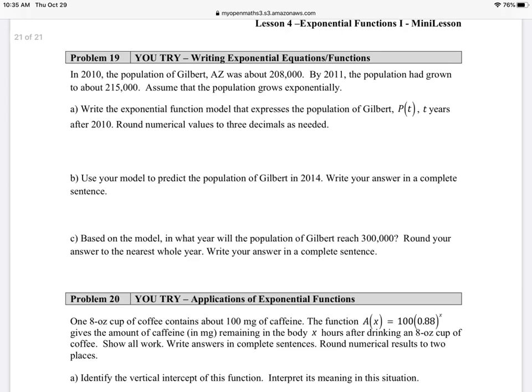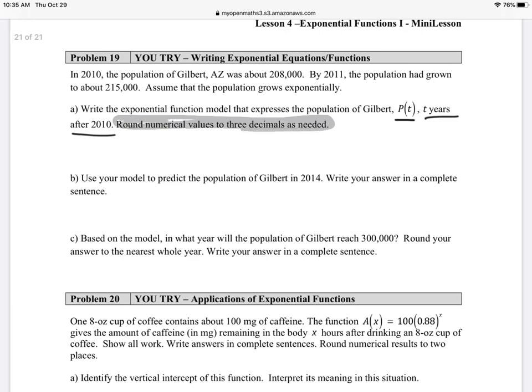Okay, so in problem number 19, it tells us that in 2010, the population of Gilbert, Arizona was about 208,000. By 2011, the population had grown to about 215,000. And they ask us to assume that the population grows exponentially. So they want us to write an exponential function model that represents the population of Gilbert, P of t years after 2010. And then they want us to round it to 3 decimal places as needed.